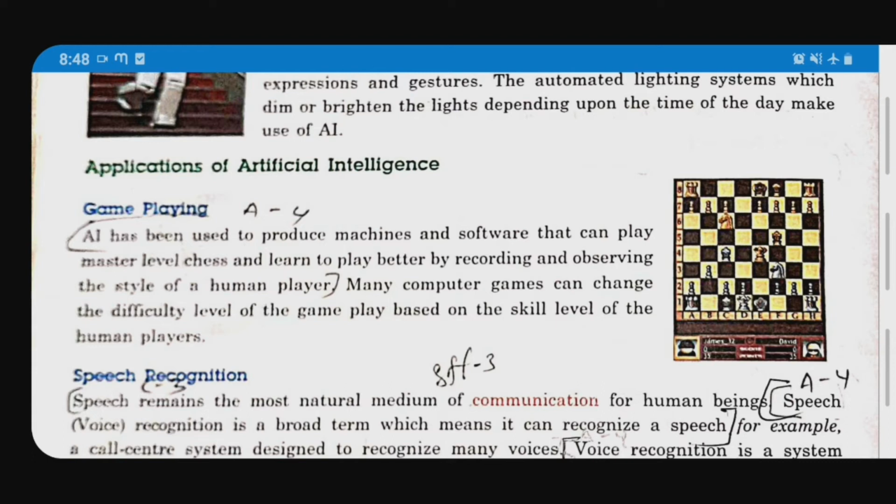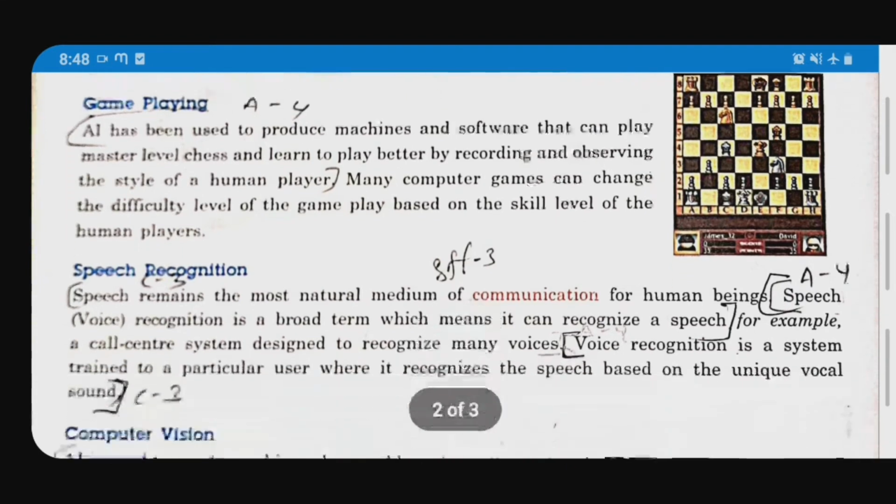AI has been used to produce machines and software that can play master-level chess and learn to play better by recording and observing the style of a human player. Many computer games can change the difficulty level of the game play based on the skill level of the human players. Next is speech recognition.